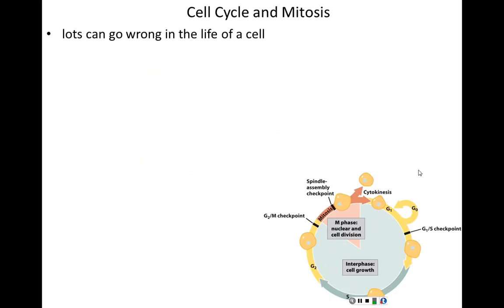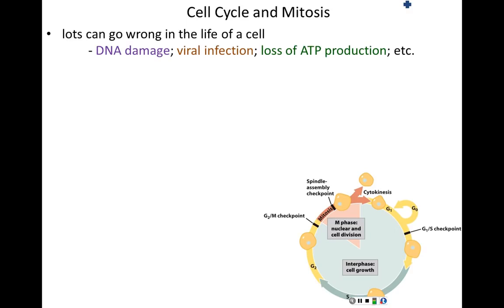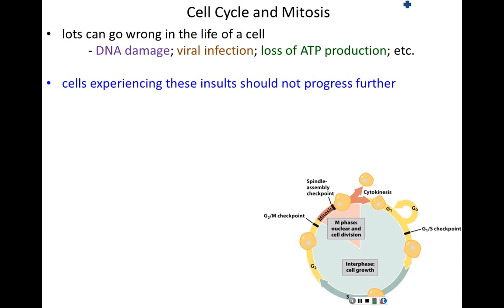Now, it shouldn't surprise you to know that lots can go wrong in the life of a cell. Things happen. We have DNA damage. We get infected with a virus. We have a loss of ATP production and the cell is starved for energy. Lots of things can go wrong. And if any of these things do go wrong, that's a bad cell. That cell's got some problems. And the last thing that cell should be doing is replicating.